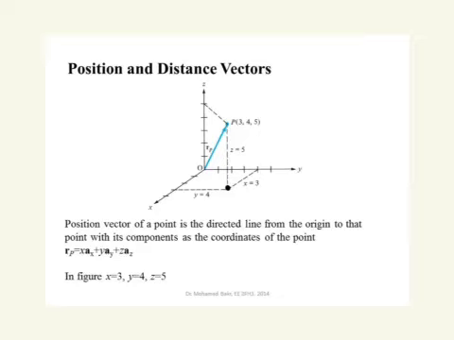So in general, if a point has coordinates of x, y, and z, then its position vector, as shown here, will be equal to x in the x direction, y in the y direction, and z in the z direction.